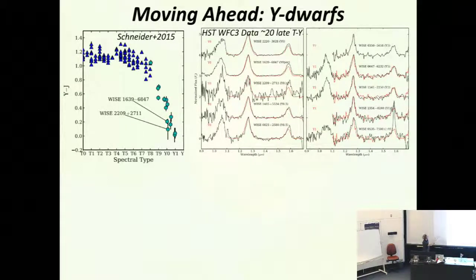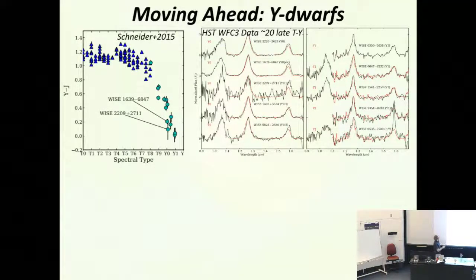This has been hypothesized to be because of the sequestration of the sodium and potassium being locked up into these cloud species. So one of the characteristics of the Y-dwarfs are these colors right here, where there's basically no more alkali metal opacity in the photosphere. You no longer see it from these near-infrared spectra.